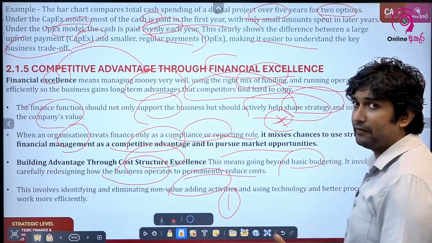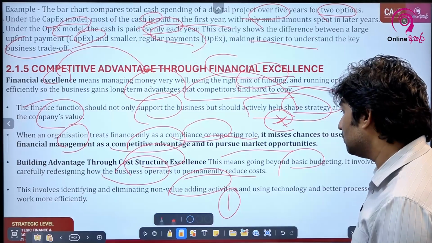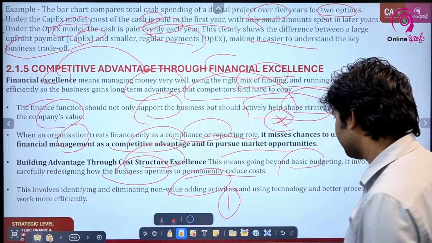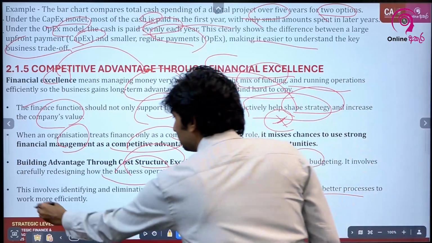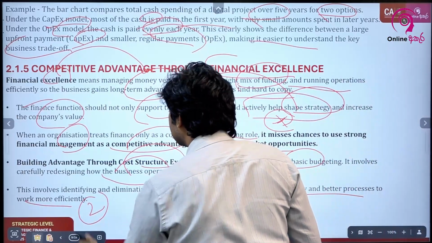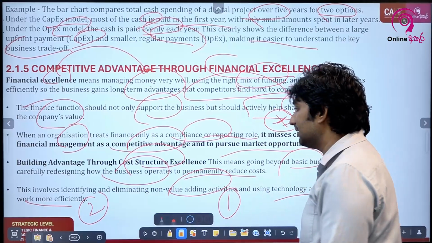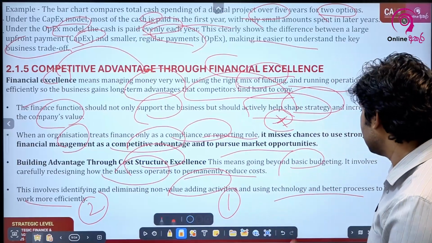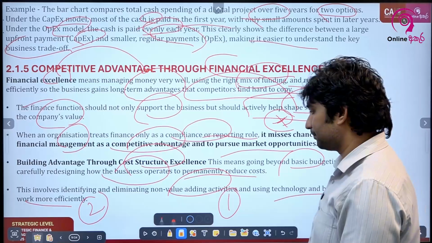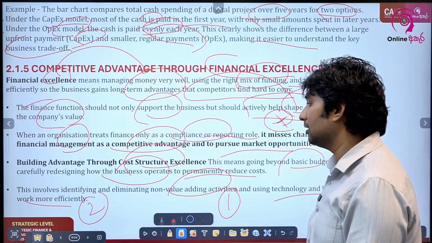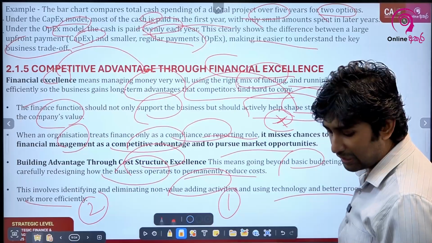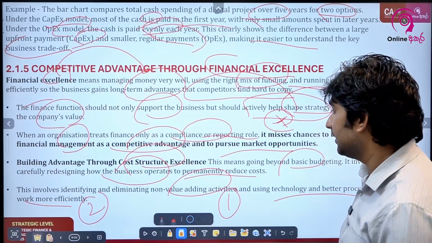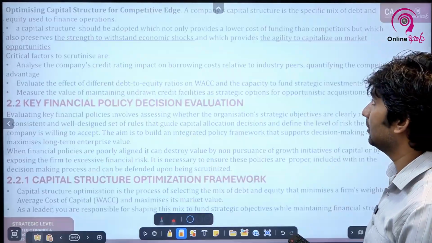Any activity or process that doesn't add value, you can shut down these activities, and use technology and better processes to work more efficiently. You can cut down your non-value adding activities, that is number one. You can use technology to replace your existing operations. So these two strategies you can use to permanently reduce your cost within the organization.